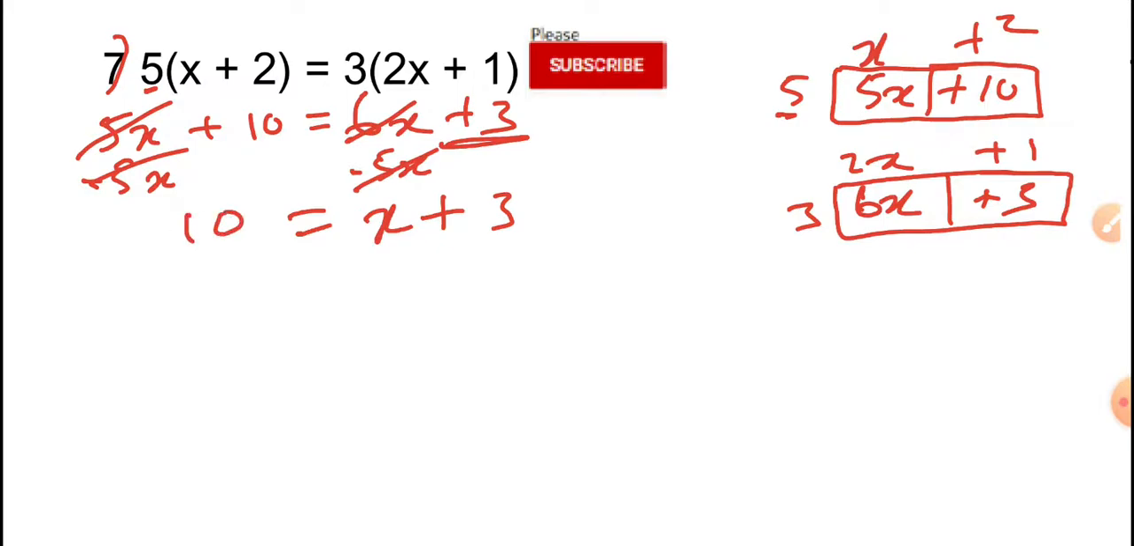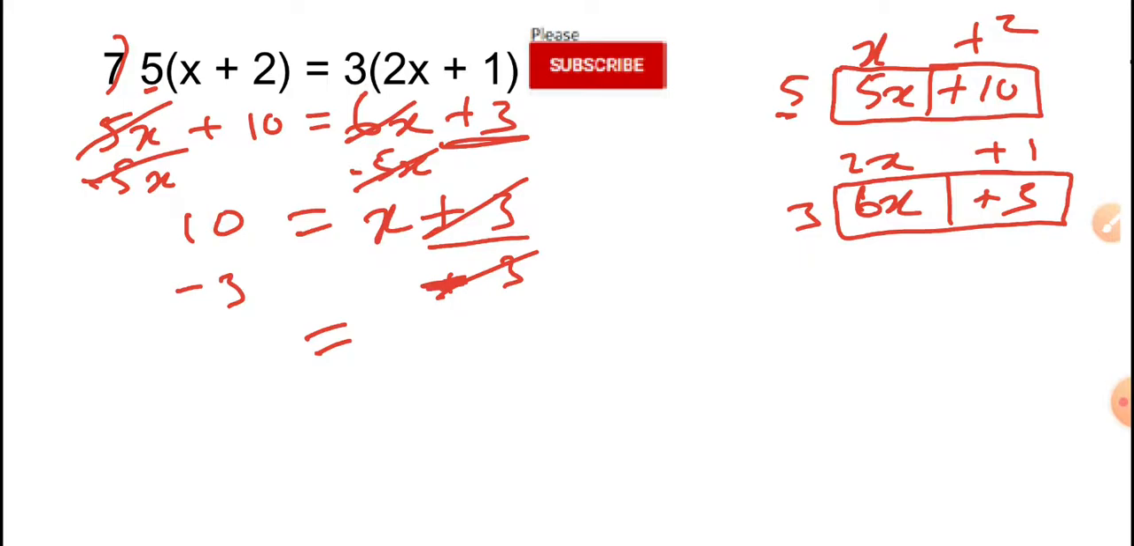Now obviously if I want the x on its own, I have to get rid of the plus 3. How do you get rid of plus 3? You have to subtract 3. So I have to take away 3 on the right, I have to take away 3 on the left. So the plus 3 and the minus 3 should say subtract. I should subtract 3.